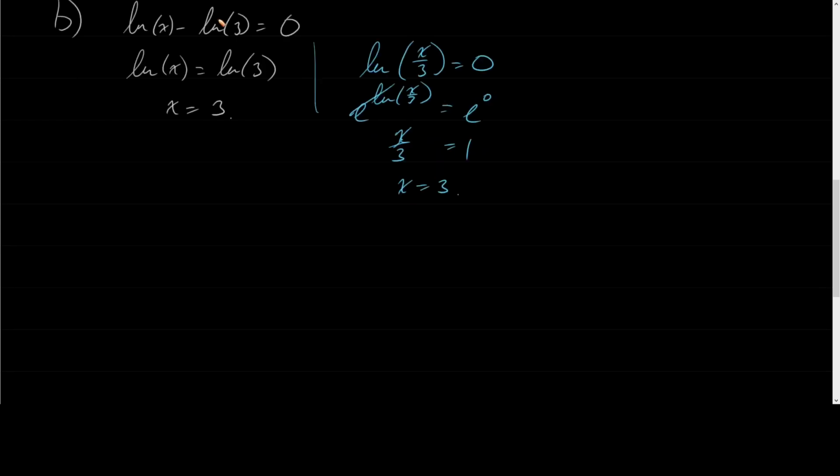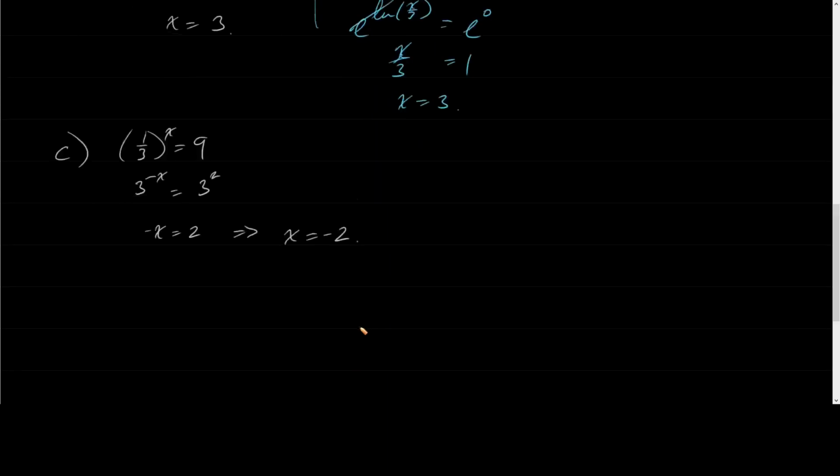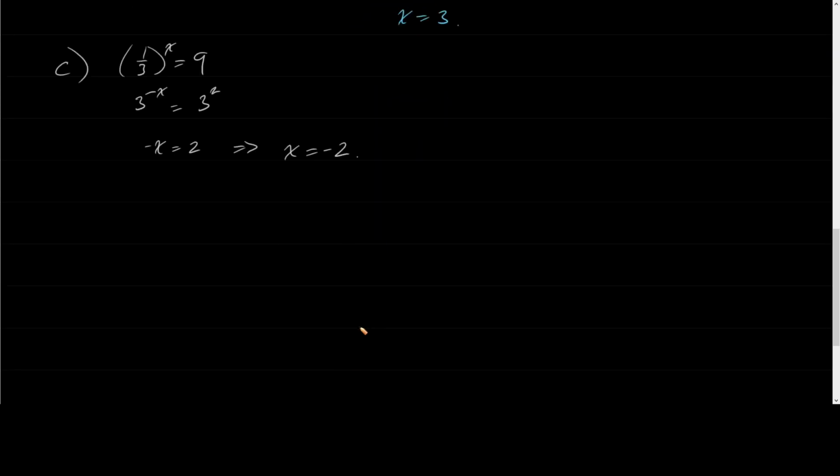Next one. All right, so let's see. If I had something like 1/3 to the x is equal to 9, well, here, simply the left side can be written as 3 to the negative x. The right side can be written as 3 squared. So therefore, negative x is equal to 2, which tells us that x is equal to negative 2. Right? Cool. Now, let's kick it up a small notch.